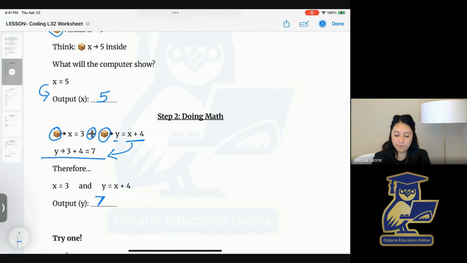That is how you would write it. So we solved this with our math. We solved this y with our math because we were given x. We know x is 3, x plus 4. So 3 plus 4 is 7. We know that because we did the math. How do we write that in code? Output y colon 7. That's our code.